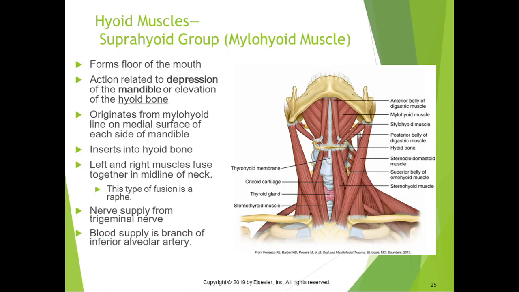This muscle begins from the mylohyoid line on the medial surface of each side of the mandible. So it starts right up in here inside the mandible and it inserts down, as we can see, into the hyoid bone. And they fuse together. We see all this muscle on either side coming down, and it's going to fuse together around the midline of the neck. This kind of fusion is called a raphe. Again, we have our nerve supply from the trigeminal nerve, and our blood supply is coming from the inferior alveolar artery. So mylohyoid, think, forms the floor of the mouth.